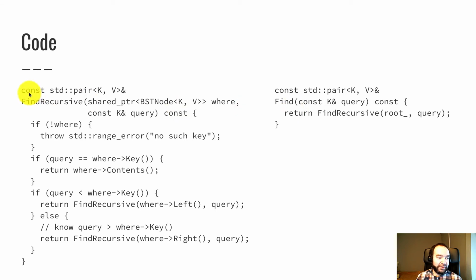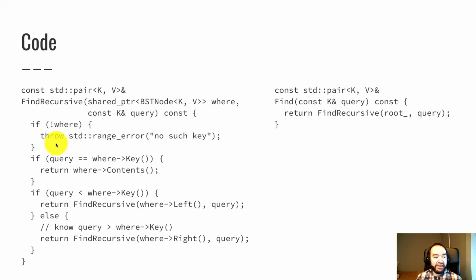So that's just a one-line function that starts the recursion. On the left here is a private helper function that actually does the search that we talked about on the previous slide. So we're given the node to start searching in, the key that we're looking for, query, and we return a reference to a std::pair of key value type if we can find it, or throw an exception if we cannot find it. So the first base case is if not where. That means where is null, and in that case the search failed and we throw an exception.